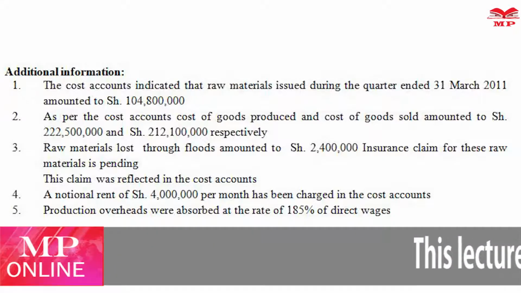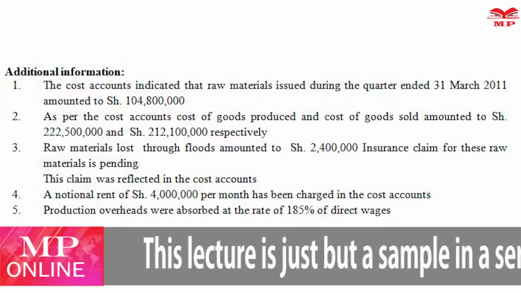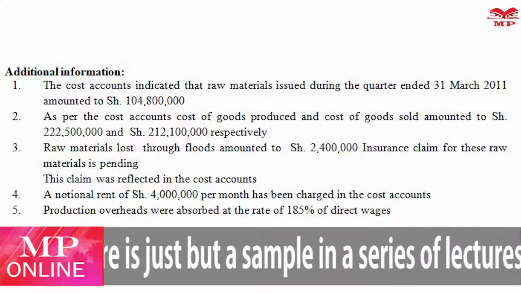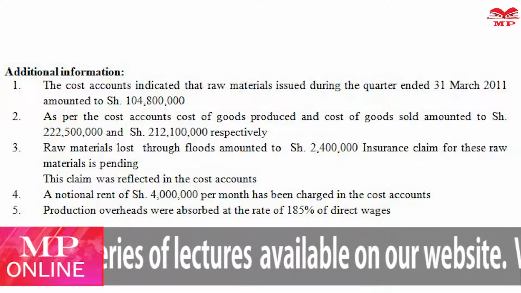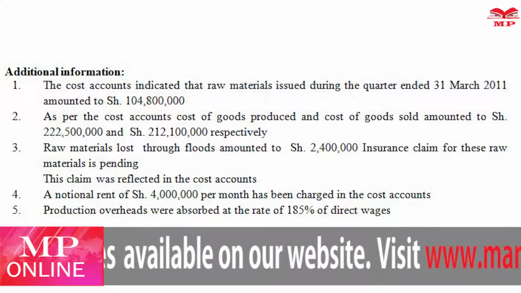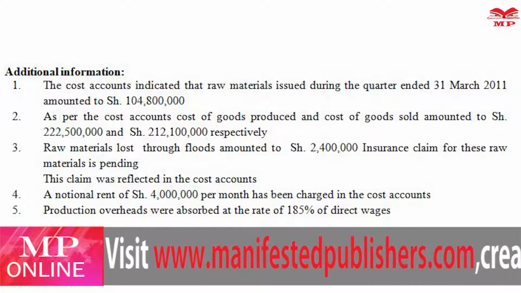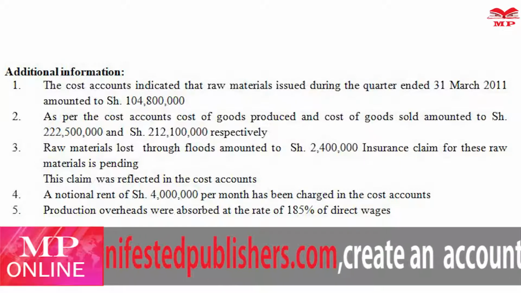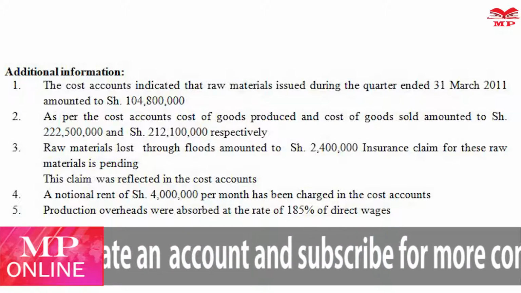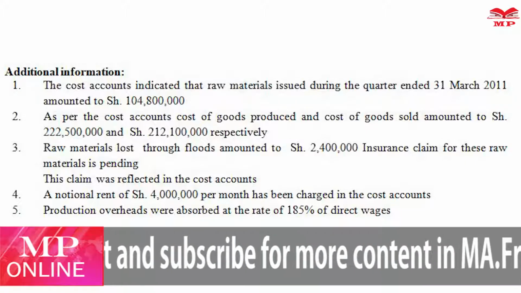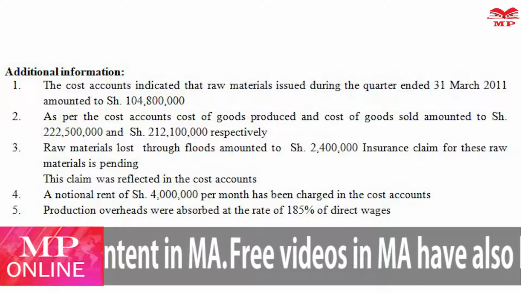Additional information. Number 1: the cost accounts indicated that raw materials issued during the quarter ended 31st of March 2011 amounted to shillings 104.8 million. Number 2: as per the cost accounts, cost of goods produced and cost of goods sold amounted to shillings 222.5 million and shillings 212.1 million respectively. Number 3: raw materials lost through floods amounted to shillings 2.4 million. Insurance claim for these raw materials is pending. This claim was reflected in the cost accounts. Number 4: a notional rent of shillings 4 million per month has been charged in the cost accounts. Number 5: production overheads were absorbed at the rate of 185% of direct wages.